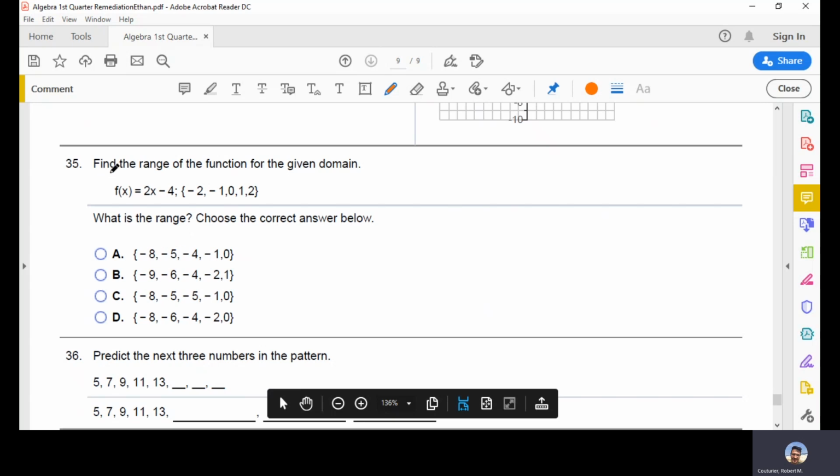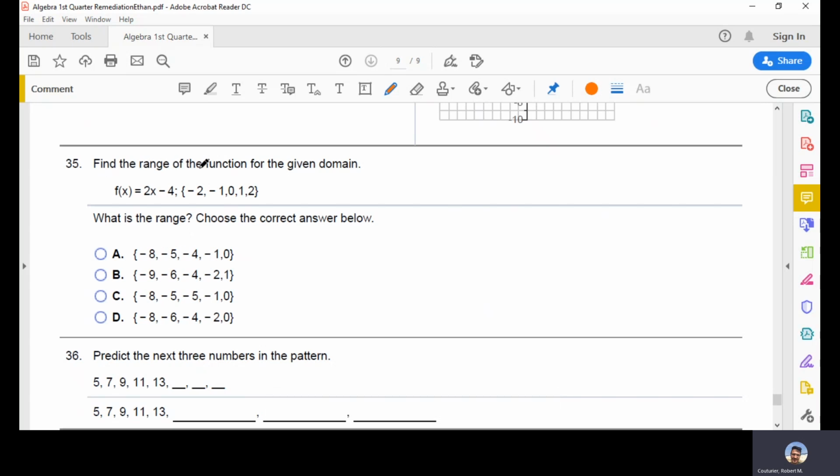Here we go. Find the range of the function for the given domain. So again, remember, look at these parentheses here. These are these pointy parentheses. This means it's a set. Well, what is it a set of? It's a set of domains, or a set of x's. We need to know that domain means x. In this case, they said it's a set of them because it's in these pointy parentheses.